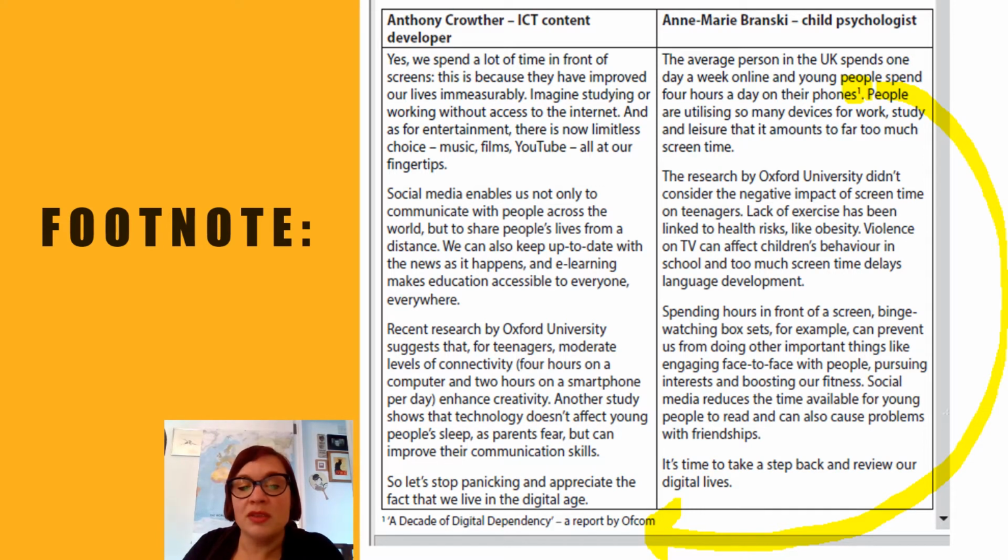Footnotes are really important in academic writing. So for those of you who want to go ahead and study at university, it's very good to learn how to use footnotes, but for a start, what they are, and then eventually how to use them.